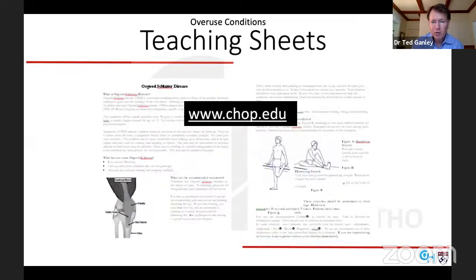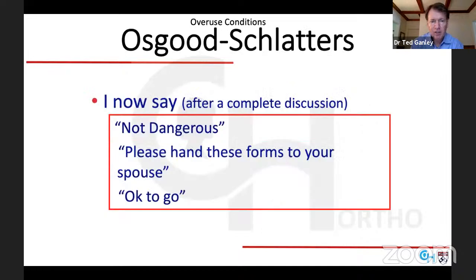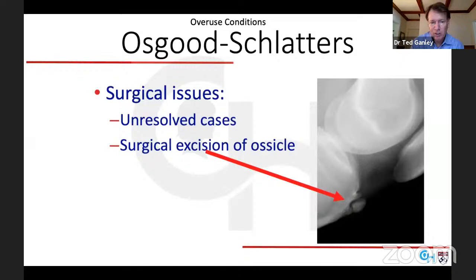So I created a series of teaching sheets. They're on our hospital website, and you can go to our sports page and get those. Now I say, after a complete discussion, it's not dangerous. Please hand these forms to your spouse when you go home, and it's okay to go. If I need to get radiographs, I'll give them the form and then have them go to x-ray. By the time they've gotten back from x-ray, they've read it a few times and they're fully well-versed in the condition. So that can decrease the time of your visit.